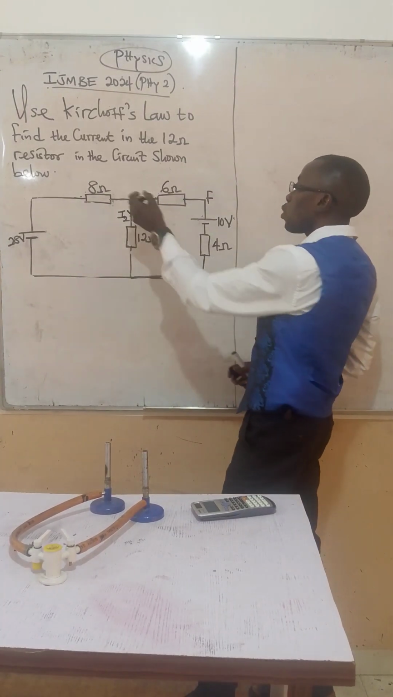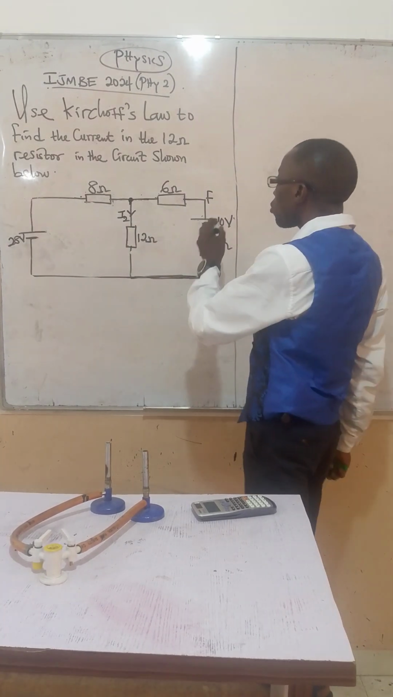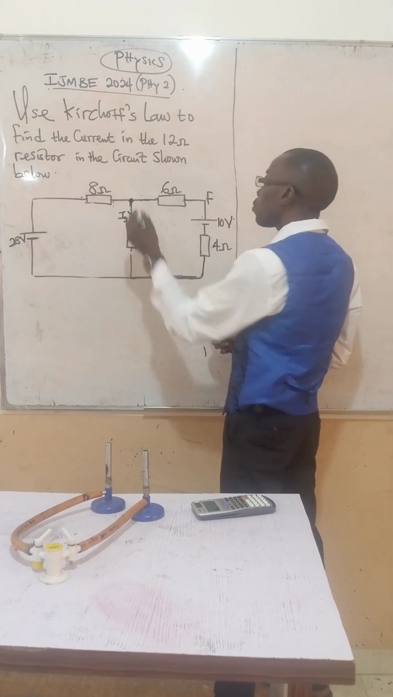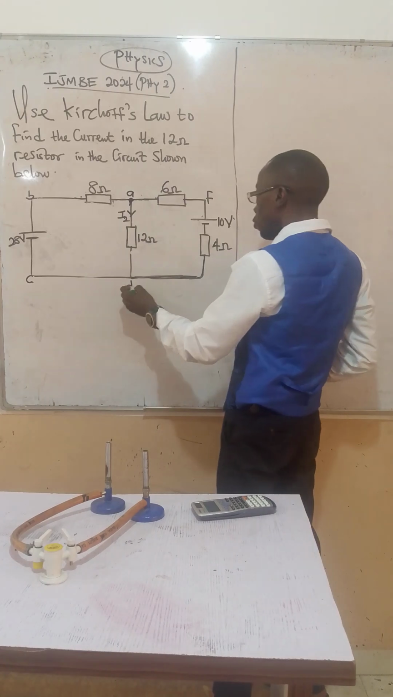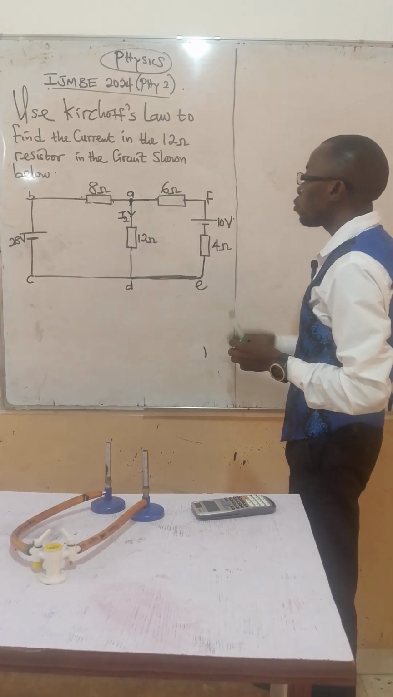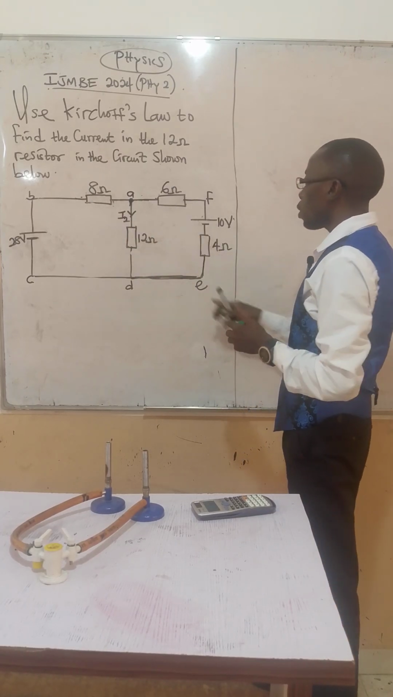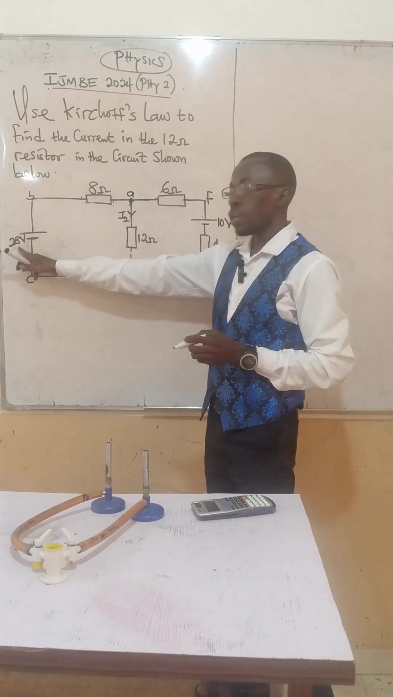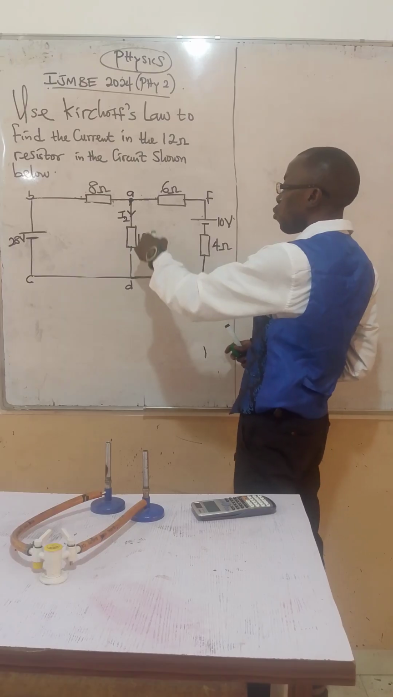In this circuit, you have a point. This point here is known as a junction. So we can first label this circuit. If you label this circuit, you have A, B, C, D, E, and F. Now what you have here is an 8 ohm resistor, a 6 ohm resistor, a 12 ohm, 4 ohms, and 28 volts and 10 volts. Now we have to find the current in the 12 ohm resistor.